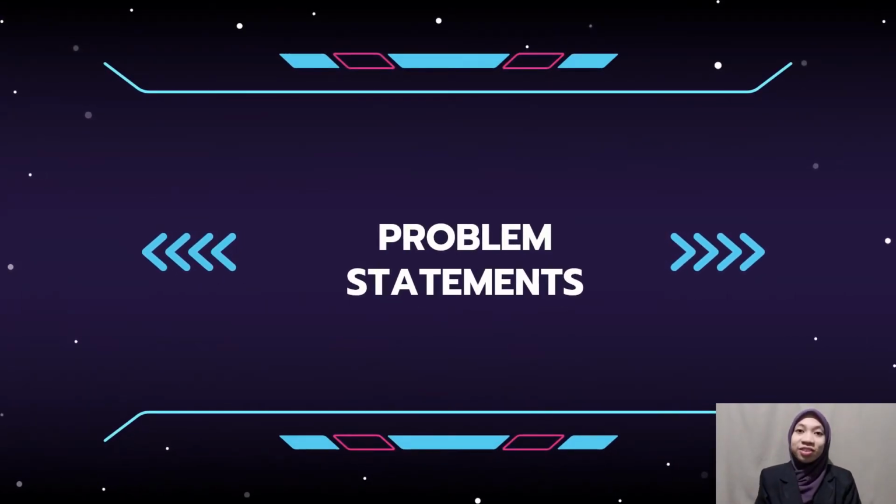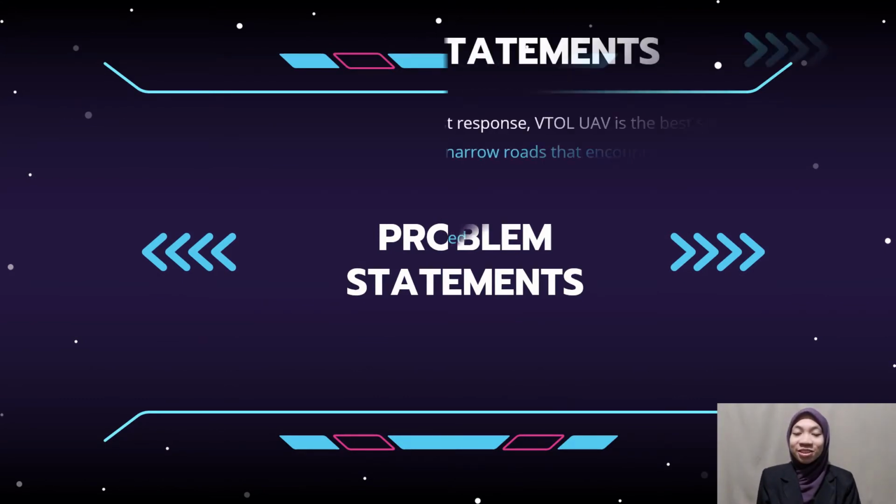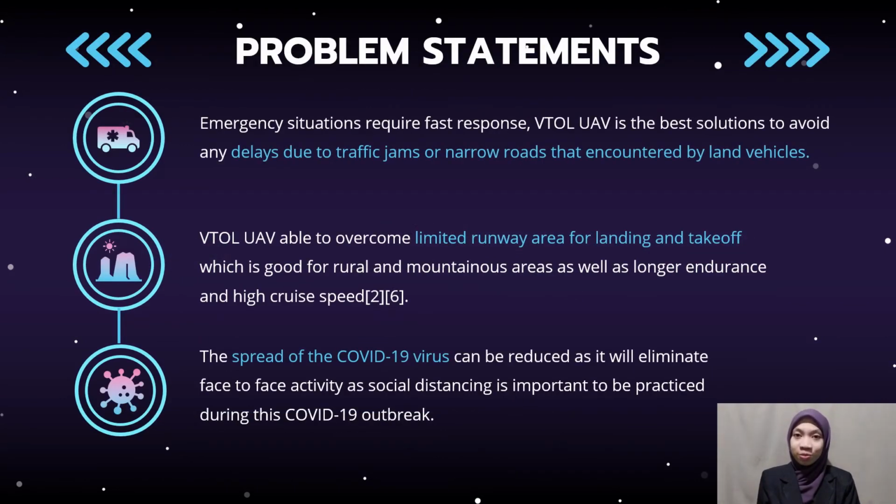The next section is the problem statement. Emergency situation requires fast response. Therefore, VTOL UAV is the best solution to avoid any delays due to traffic jams or narrow roads encountered by land vehicles. VTOL UAV is also able to overcome limited runway areas for landing and takeoff, which is good for rural and mountain areas, as well as longer endurance and high cruise speed.